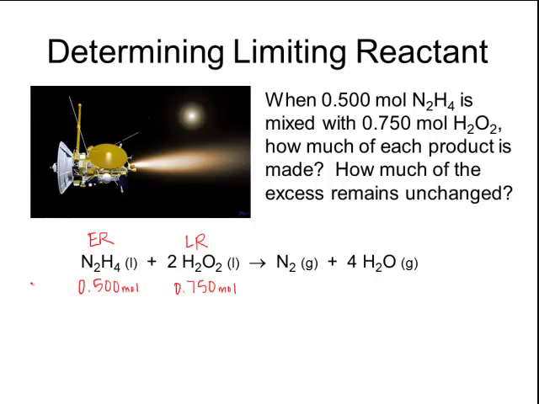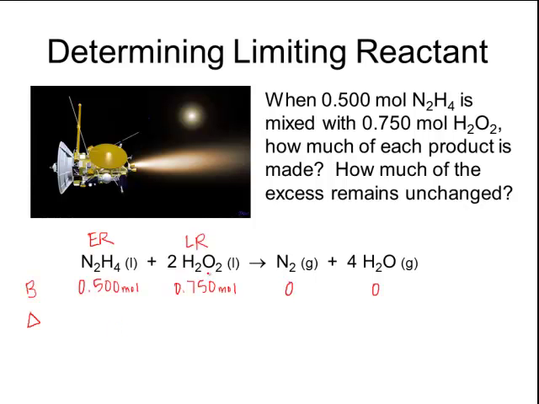And I'm going to label this with a B for before. Before the reaction occurs, I have half a mole of hydrazine and 3/4 of a mole of hydrogen peroxide. I also have technically no nitrogen and no water before the reaction occurs. Now there's going to be a change in moles during my reaction, and I can use the symbol delta to represent the change that's going to occur.